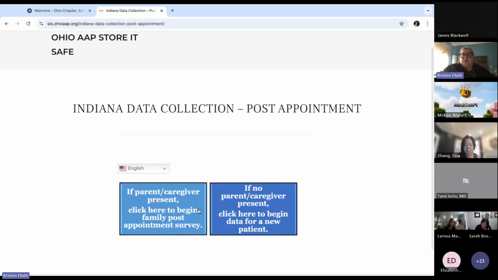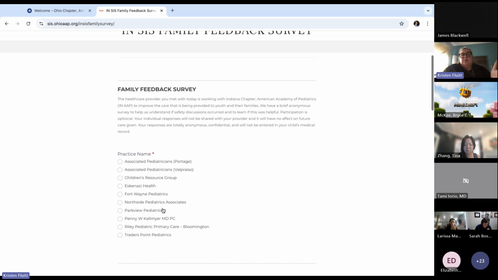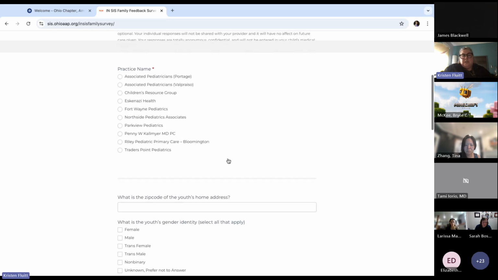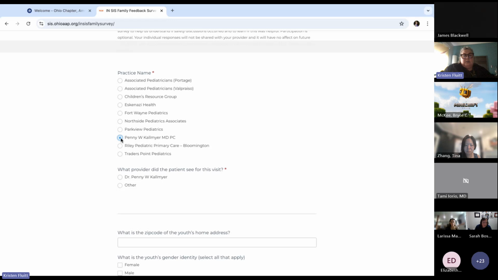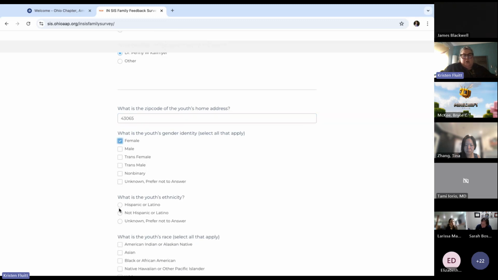And then there are these two buttons. If a parent or caregiver is present, you're going to click the light blue. If they were not present, you'll click dark blue and it'll just refresh the screen and you're done. But if you click the light blue, you'll see that it will go to the family survey. There's a descriptor that it's voluntary and it's not being used for other purposes. And then the family goes through this section as well. They would select their practice and what provider they saw. They will enter their zip code and select the gender, all of the same information that you entered.